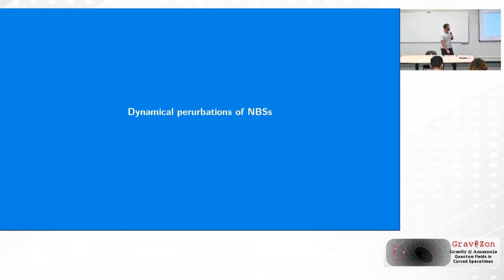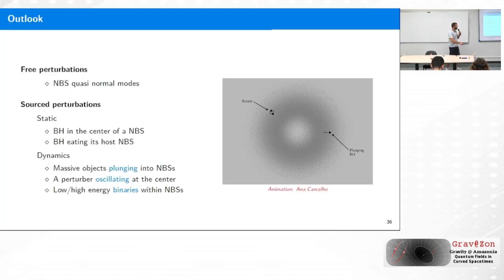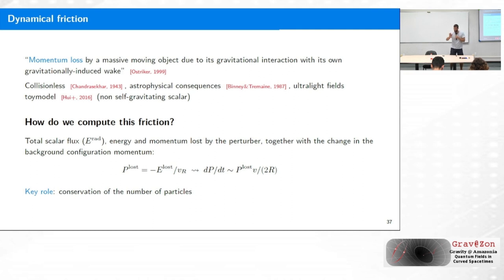Fantastic. So now we're going to look at dynamical perturbation of Newtonian boson stars. So now we are putting things in motion and letting them react. Okay, let's see what happens here. And we start with the plunging, oscillating, and binaries. It's going to be fast. It's not going to be too long.